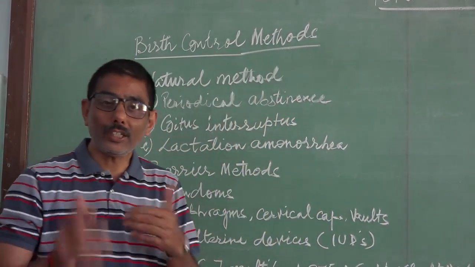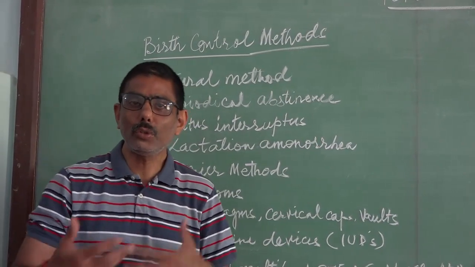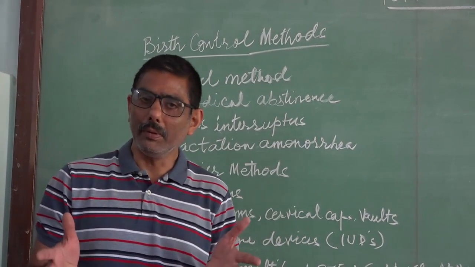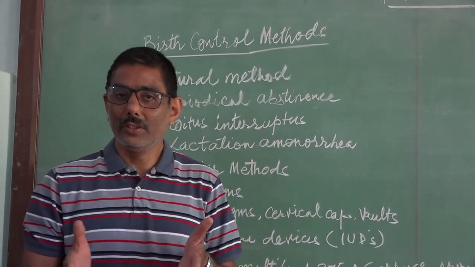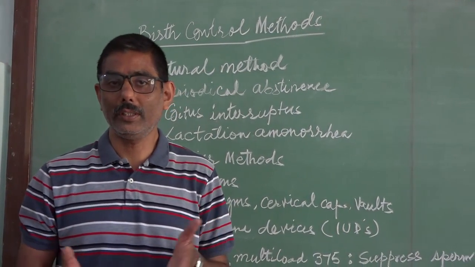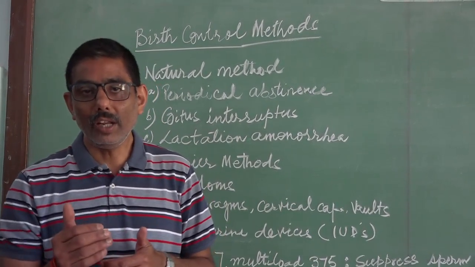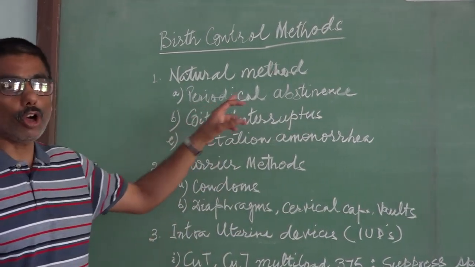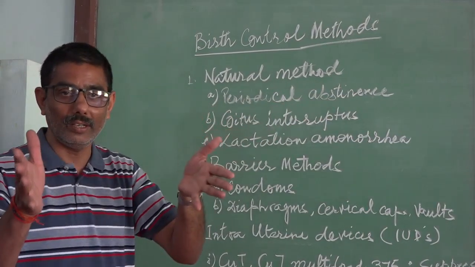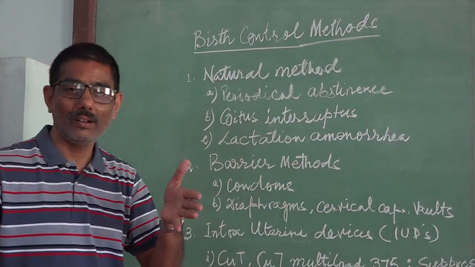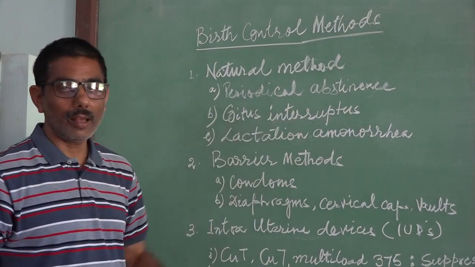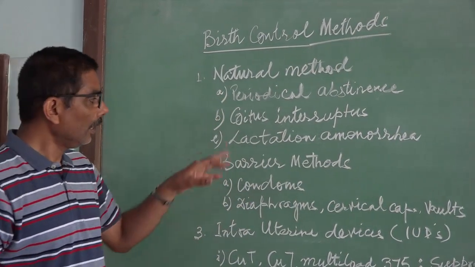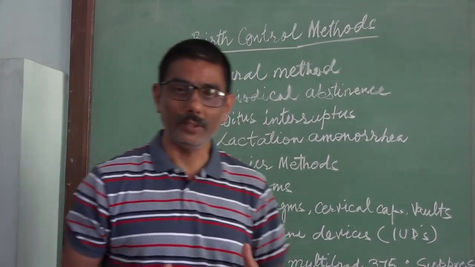And therefore, we call it a natural method because it's naturally done. There is no use of any chemical or any devices to stop pregnancy. Simply, the sexual partners do not have coitus between day 10 to day 15 of the menstrual cycle. And we call it periodical abstinence, that period between day 10 and day 15, abstaining from sex during that particular period. The next one is called coitus interruptus.